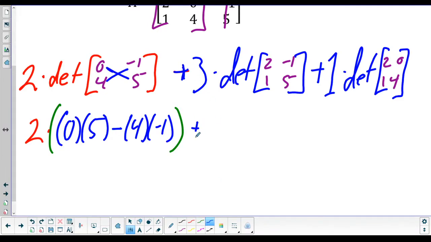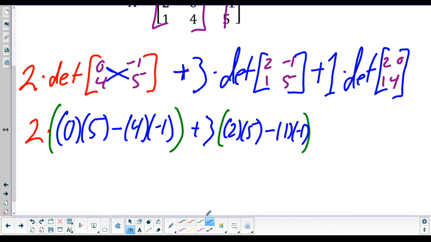Now +3, parentheses, and we're going to put the whole determinant in here. So we have 2 times 5 minus 1 times -1. All right, one more. Bring down our +1 times. Then we're going to fill in our determinant. So 2 times 4 minus 1 times 0.